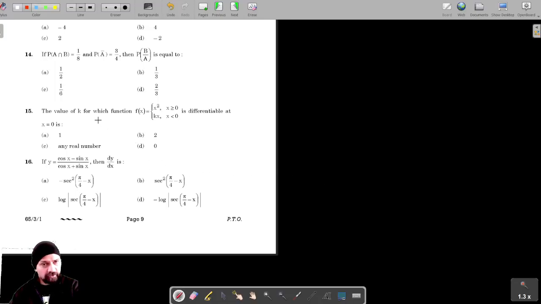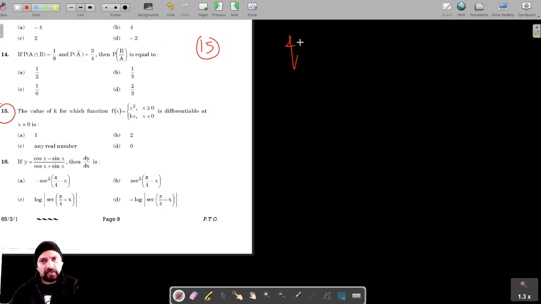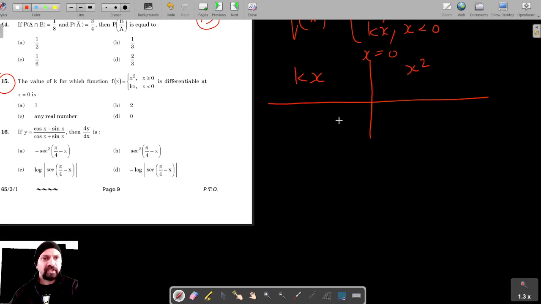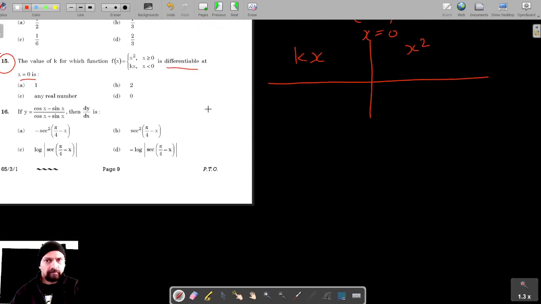For question number 15, it's given that the function f of x is x squared when x is greater than or equal to 0, and kx when x is less than 0. So this function is defined on the number line at x equal to 0. For the left hand derivative, it's kx, and for the right hand, it's x squared. Now it's differentiable at x equal to 0.